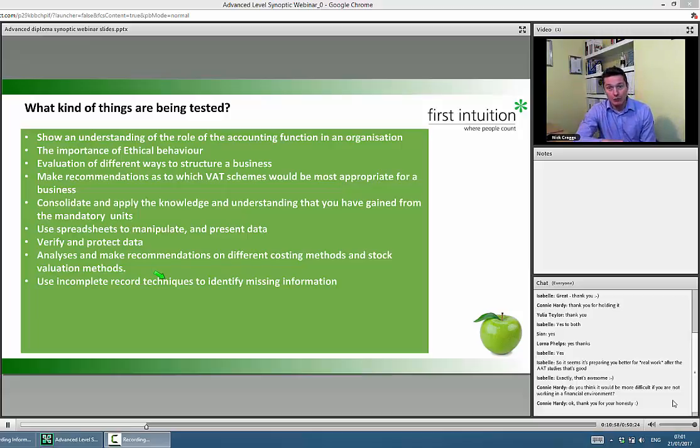The AAT is a qualification that gets people into work. It is what the AAT describes as a life-changing qualification. It changes you from one career to another. So don't panic. That's the kind of thing that is being tested.